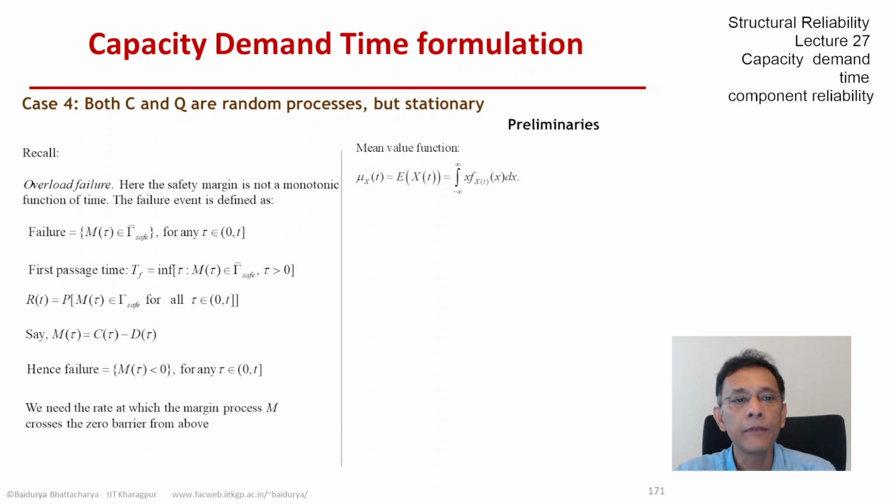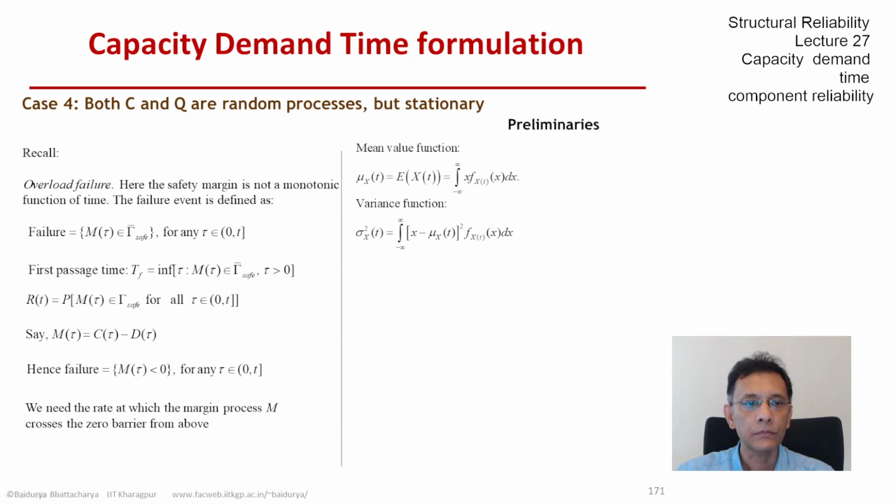So the mean value function: if we fix the value of t, we are left with random variable x of t, and we know how to find its expectation. We just integrate x fx dx over the entire range minus infinity to plus infinity. So that would give me the mean value at a particular t, and if I can do it at all possible times, I have the mean value function.